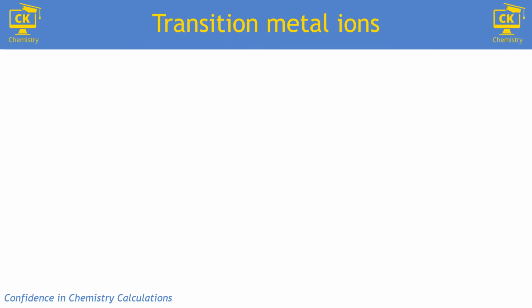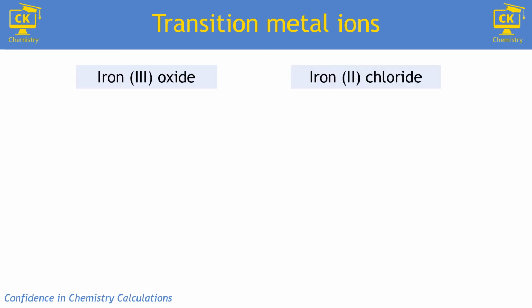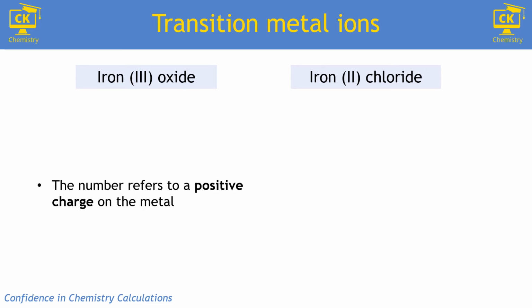Transition metals form ions with variable charges. This is something we should have learned before. And transition metal compounds usually refer to the charge on the ion using Roman numerals. For example, here iron 3 oxide or iron 2 chloride. So there are a couple of things to appreciate when you're working out the formula of a transition metal compound. The first is that the number always refers to a positive charge. Transition metals are still metals, and metals always form positive ions without exception.